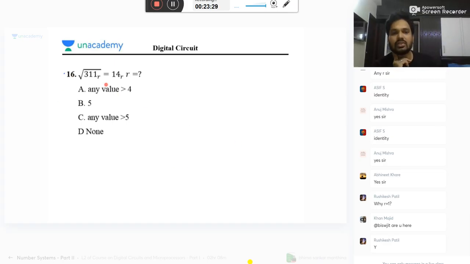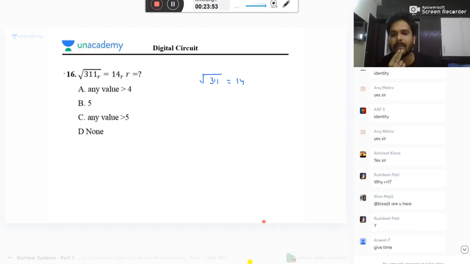So now the next question is a similar model. Root 311 is, I'm sorry, root 311 is equal to 14. Then what is the base? Will you answer? Shall I start the poll? Okay, I will wait. Don't worry.